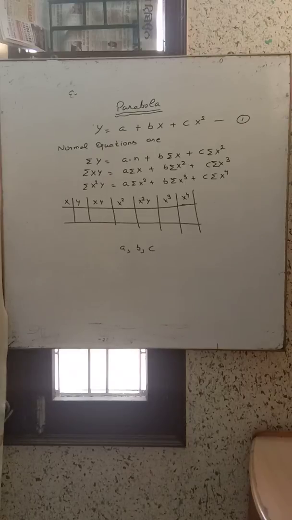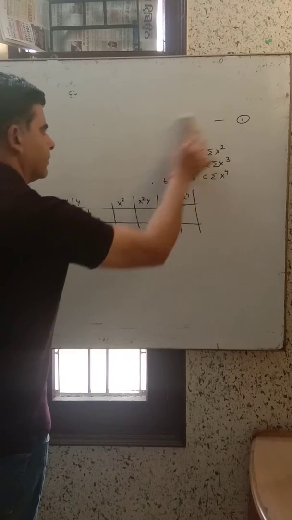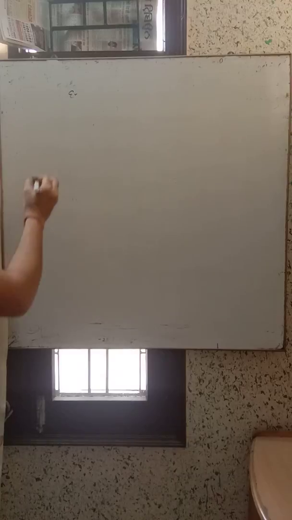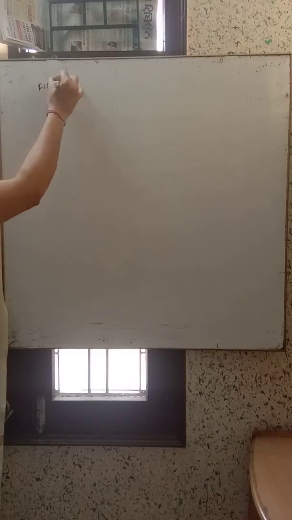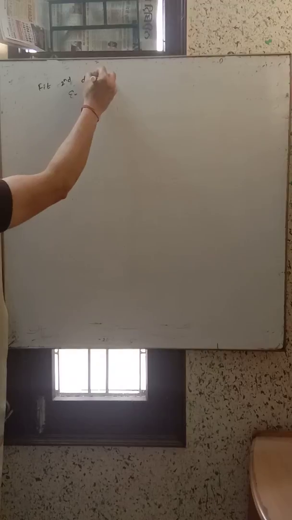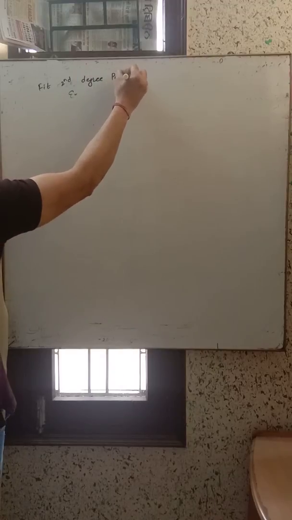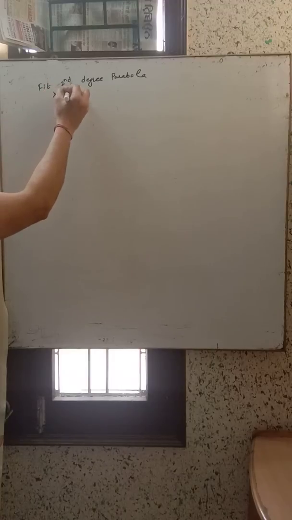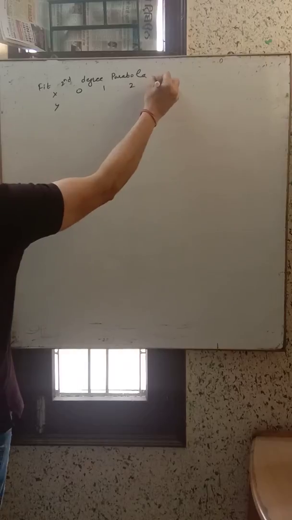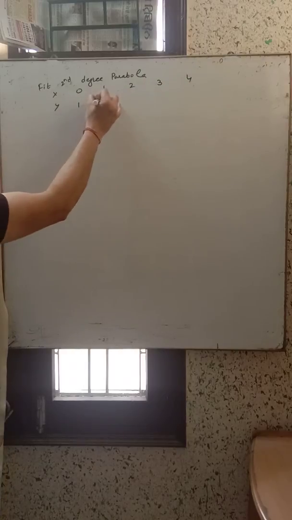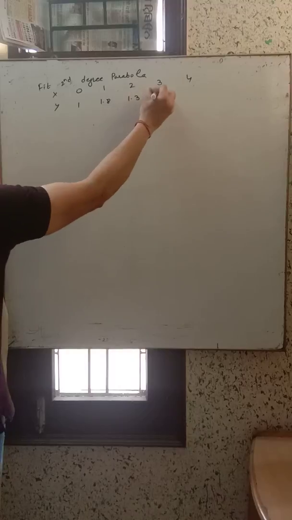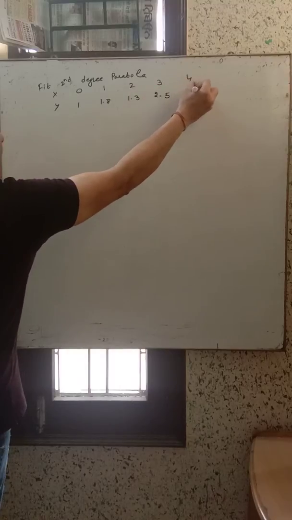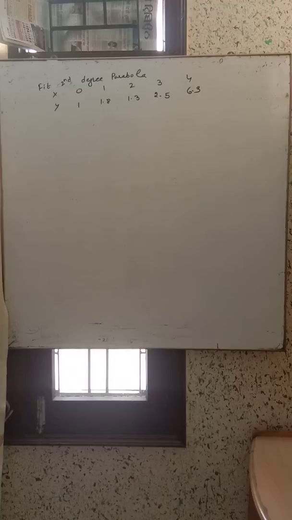Now we explain this with the help of one example. The example is: fit a second degree parabola or second degree curve to the data. X and y are given. X is 0, 1, 2, 3, 4, and the value of y is 1, 1.8, 1.3, 2.5 and 6.3. So this is the question, and we want to fit a second degree parabola.